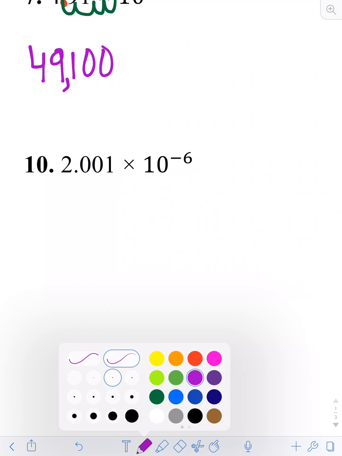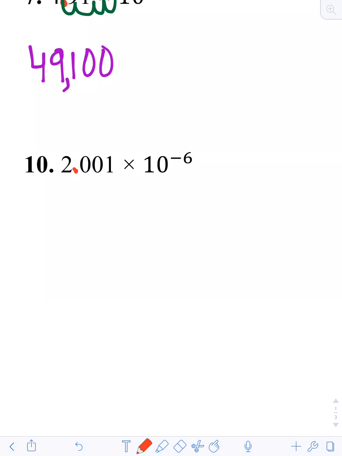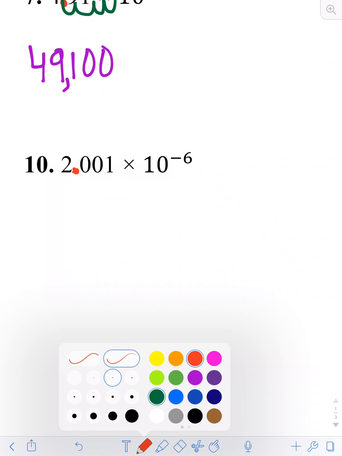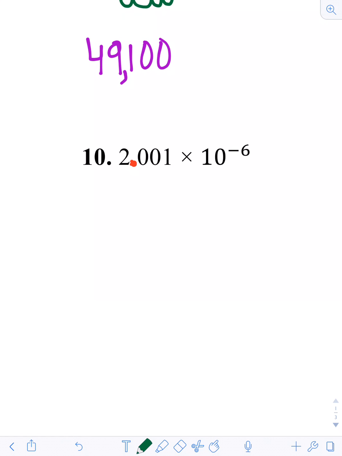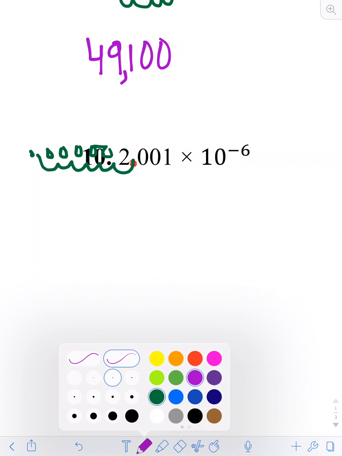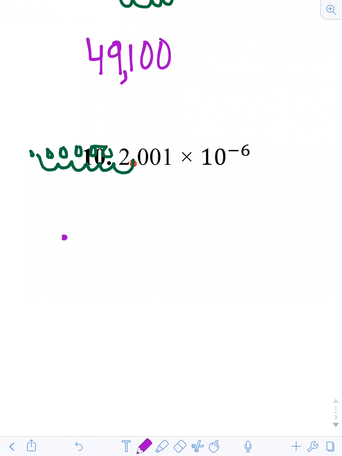All right, so here we're going to put a decimal. Because it is negative, that tells me it's going to be a small number, so I know it's going to have to go to the left. So I'm going to go 6 times: 1, 2, 3, 4, 5, 6, so there's my decimal. These are all zeros. So my final answer here will be point, 5 zeros, 2, 0, 0, 1.